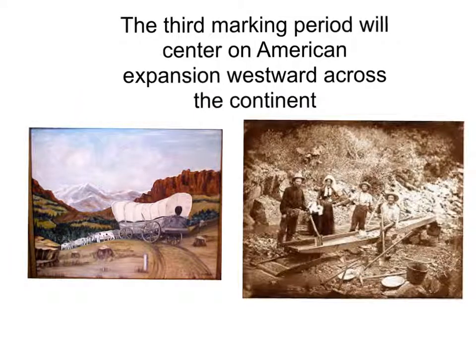The third marking period will center on American expansion westward across the continent, and we will discuss a number of interesting topics. We'll look at the Lewis and Clark adventure. We will look at the idea of manifest destiny. We'll talk about the gold rush. We'll discuss in detail the effect that westward expansion had on Native Americans, and all that will occur in the third marking period after midterms in January.